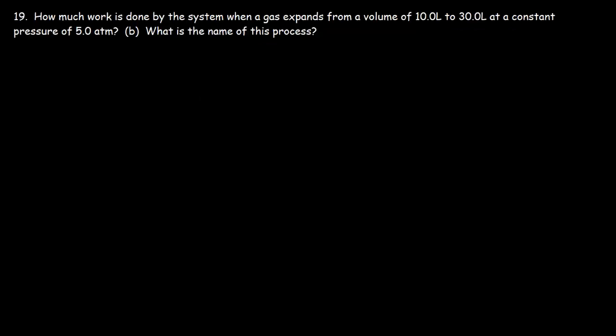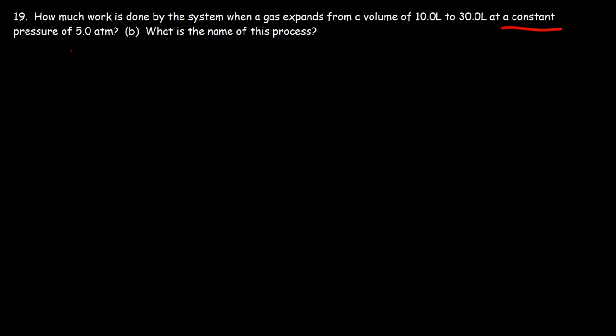Number 19. How much work is done by the system when a gas expands from a volume of 10 liters to 30 liters at a constant pressure of 5 atm? And also, what is the name of this process? So go ahead and take a minute to work on that problem. Feel free to pause the video.